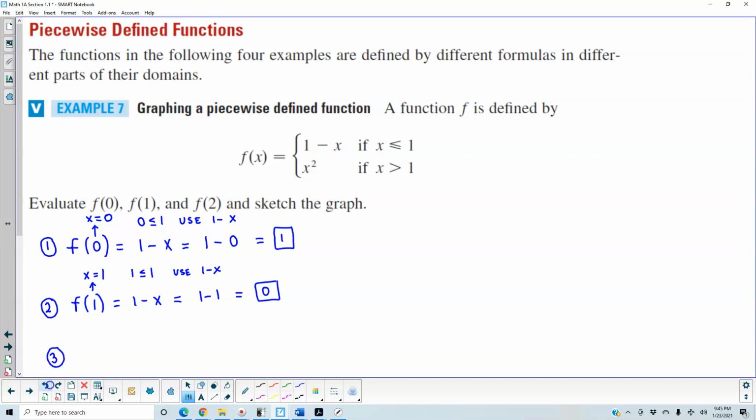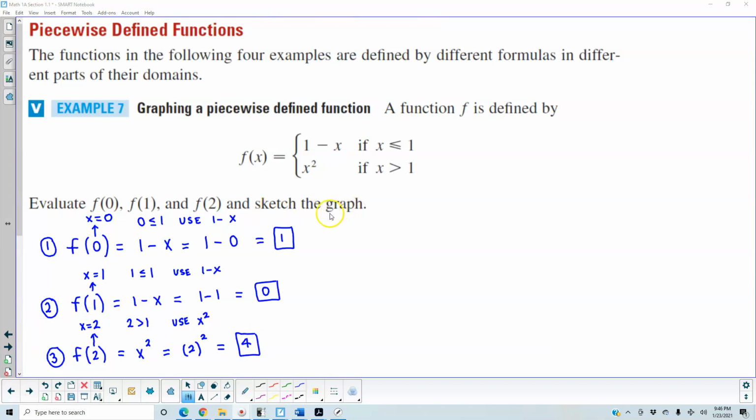Okay, number 3, we want to find f of 2. So which domain does 2 fall in? Well, we know that 2 is not less than or equal to 1. We know that 2 is greater than 1. So again, using the input x equals 2, we know that 2 is greater than 1. So we're going to use x squared. Using x squared, we plug in 2 for x, and when we square that, we get 4.